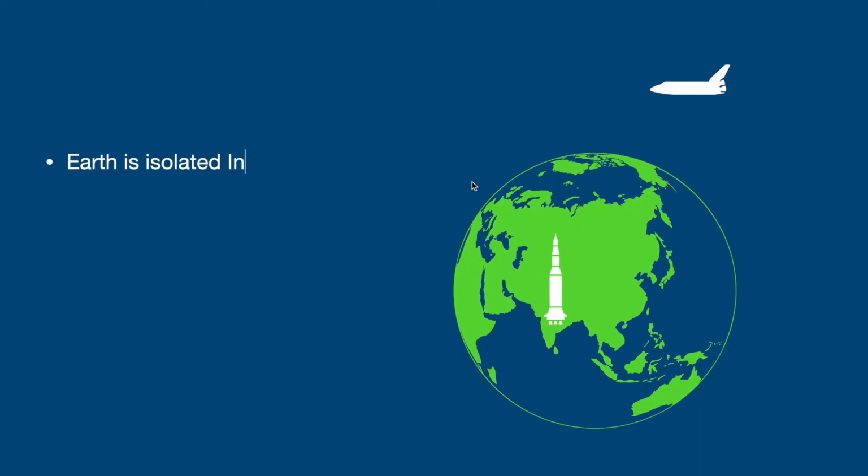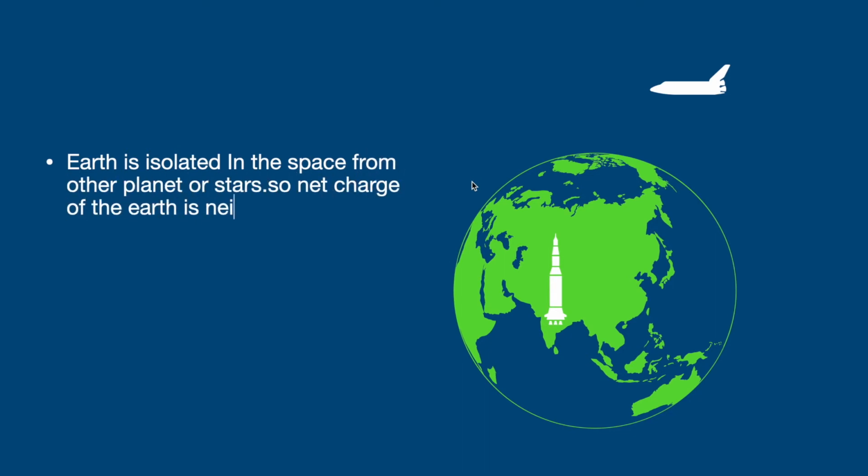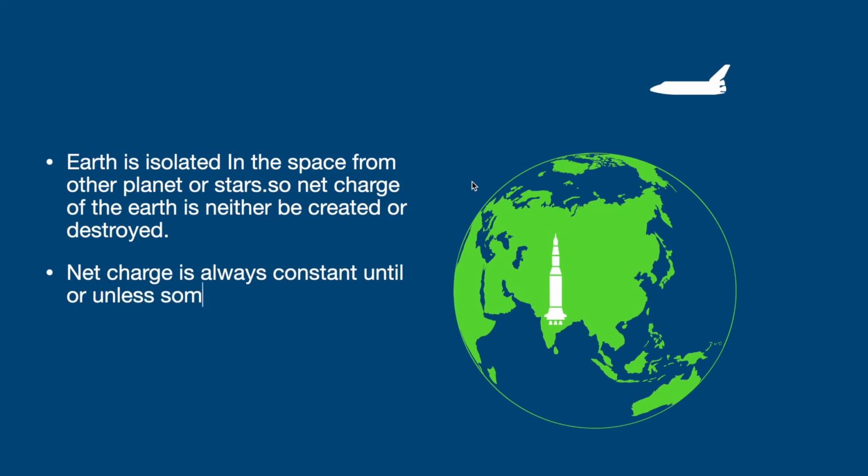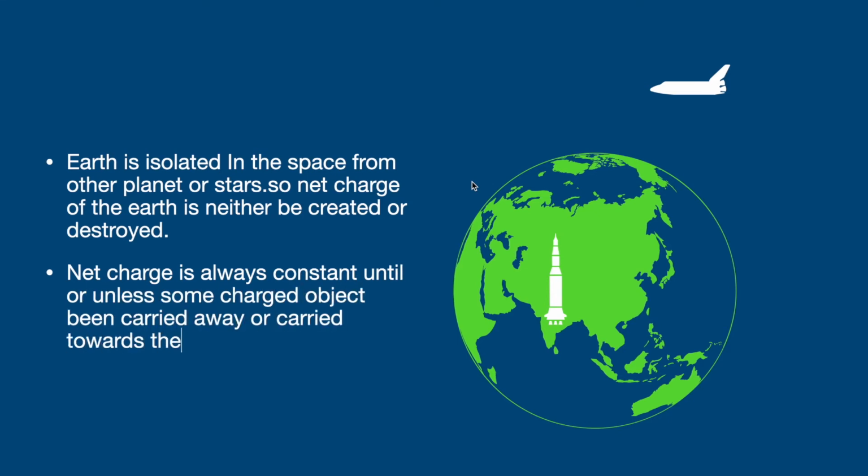Earth is isolated in space from other planets or stars, so the net charge of the Earth is neither created nor destroyed. Net charge is always constant unless some charged objects are carried away or carried towards the Earth by a spacecraft from space.